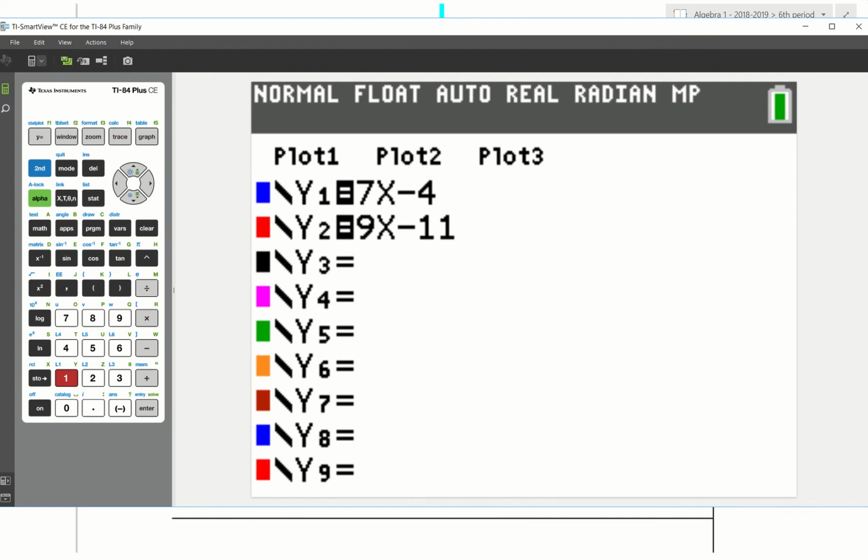You don't put an equal sign. Okay? So this is what your calculator should look like. You got it?